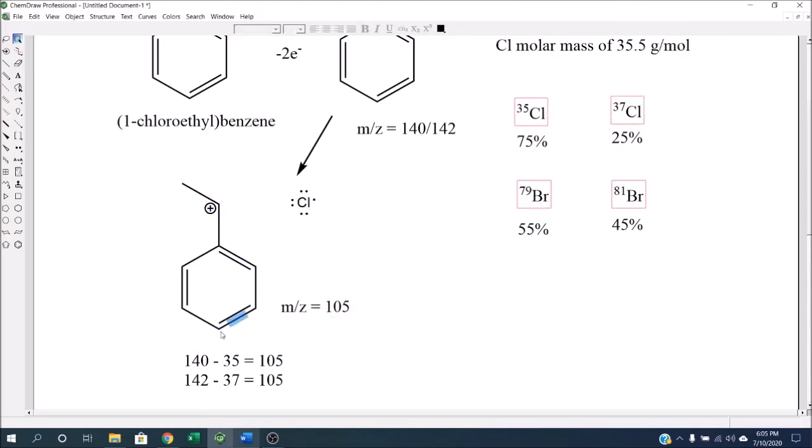And this is the base peak, meaning that it is the most stable fragmentation that you're going to get out of mass spec. The reason for that is the benzylic resonance of this carbocation. This carbocation is at the benzylic position and therefore can resonance delocalize to the ortho, para, and other ortho position.